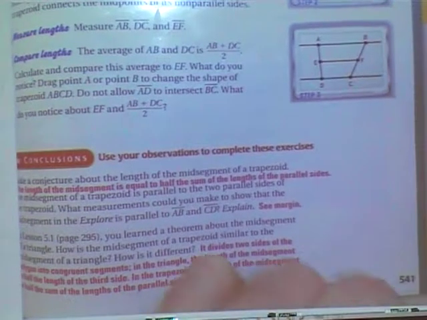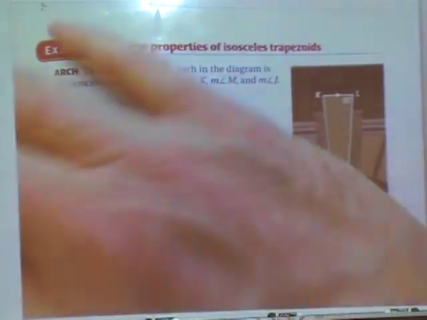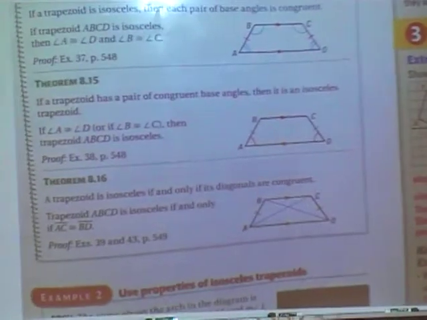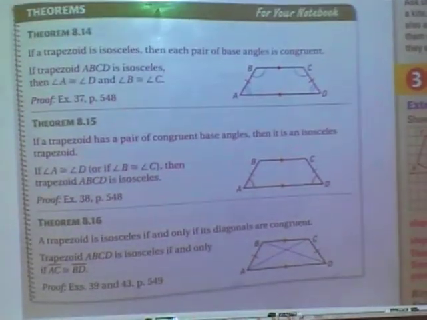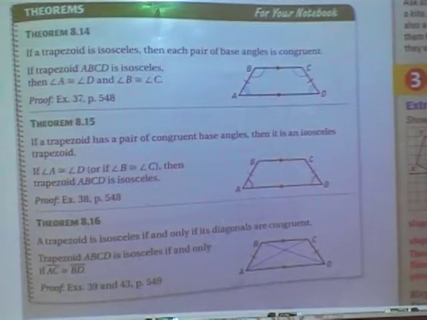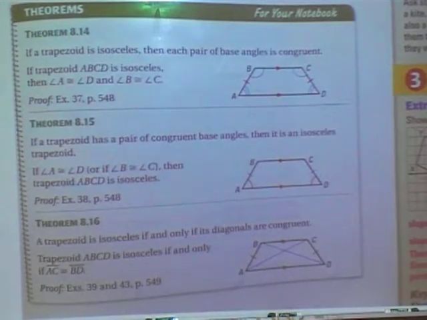8.5, Midsegment of a trapezoid, and kites. That's what we're talking about. The first three that you come up with here, 8.14, 8.15, and 8.16, these all have to do with isosceles trapezoids. What makes isosceles trapezoids?